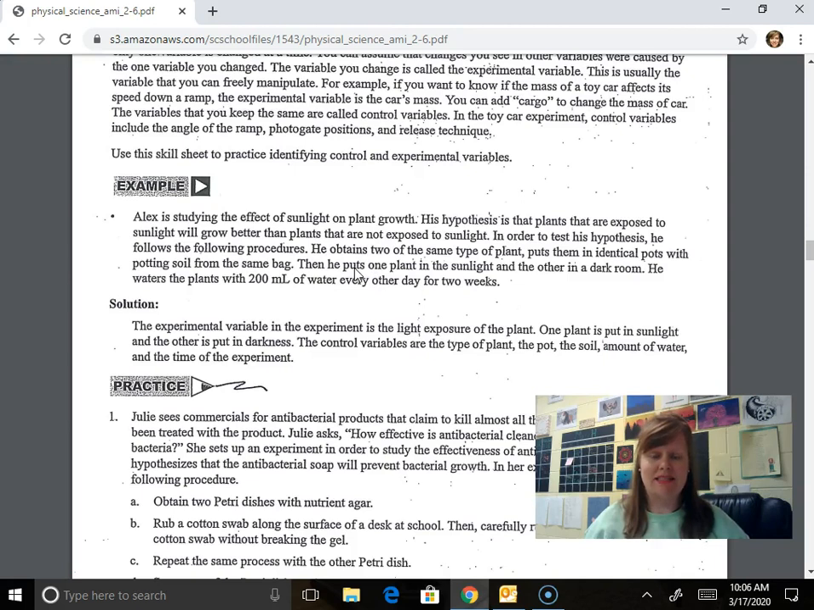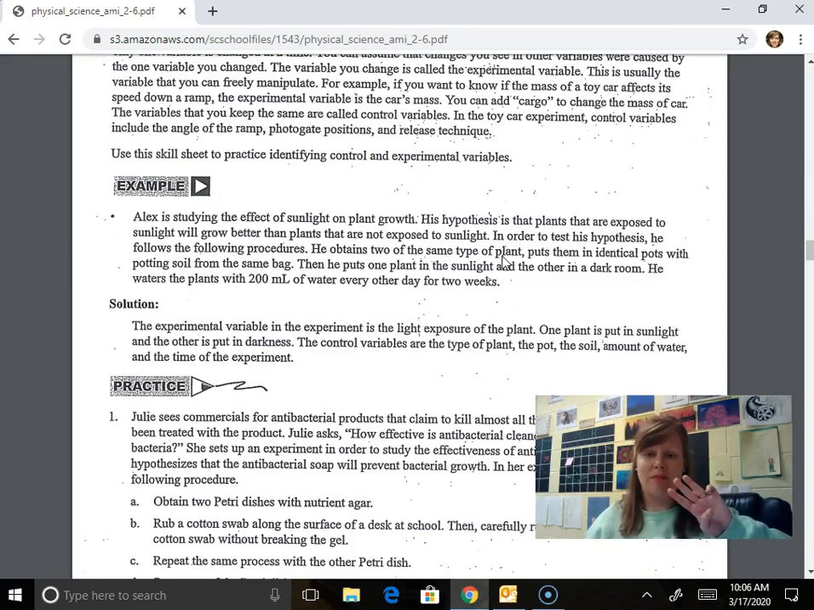And so it says the solution. So we're looking for the experimental value, which is what you change or manipulate, and then you can look for up to 3 things that are constants or that are going to stay the same. So we know it tells us that he puts them in identical pots. That stays the same. He uses potting soil from the same bag. That stays the same. Oh, and the same type of plants. So those 3 things have to be the constant because that is what is not changing.